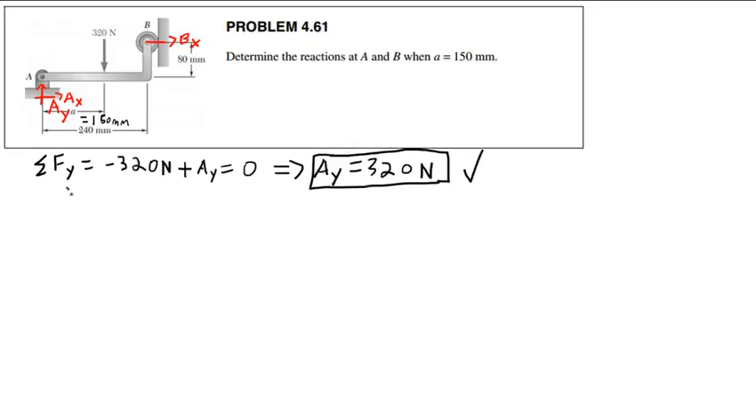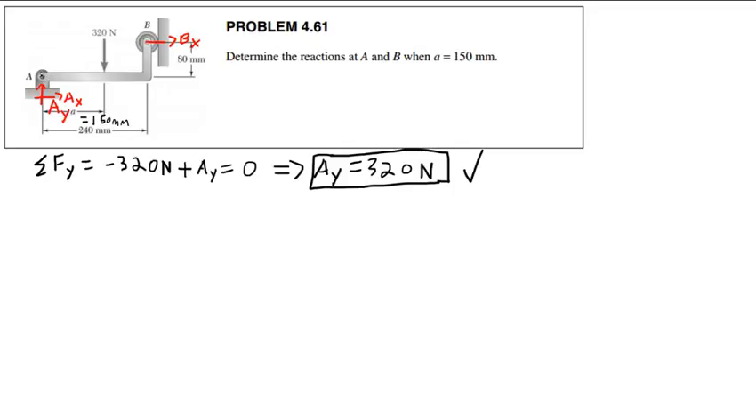Now, what's next? I'm going to ask myself, can I solve this using sum of forces in the horizontal direction? I cannot, unfortunately, because I'm going to have two unknowns if I do that. So instead, I'm going to look for some place to sum moments about that will result in having only one unknown. Most likely, that is going to mean either point A or point B.